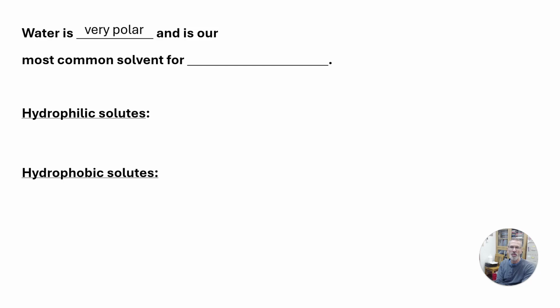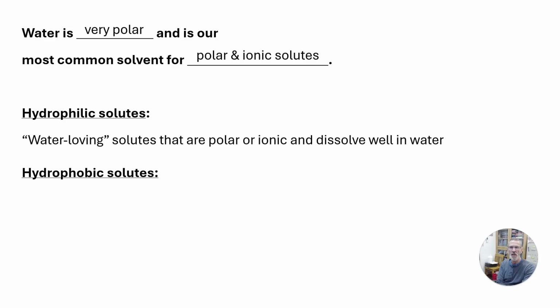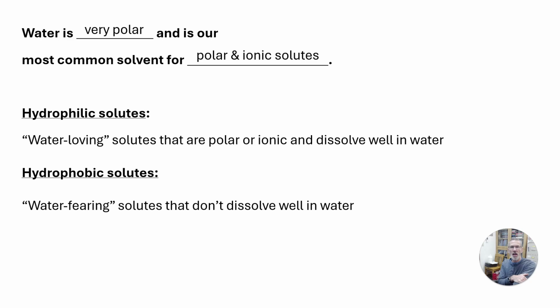So our most important solvent is water, and it's very, very polar. And so it's really good at dissolving polar solutes and also ionic solutes, like salt, for example. When we talk about water being the solvent, we have 2 really important words that we use to describe the solutes that dissolve in water or that don't dissolve in water. We talk about hydrophilic substances, that's water-loving solutes that are either polar or ionic. And then we have things that we call hydrophobic, or water-fearing, solutes, things like oil and wax and that kind of stuff, but basically nonpolar solutes.